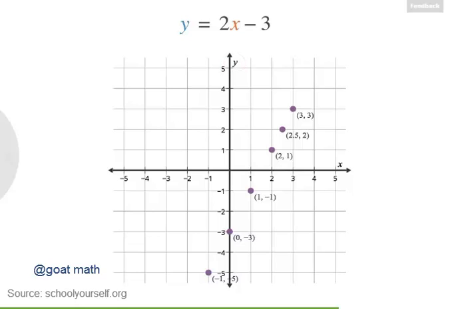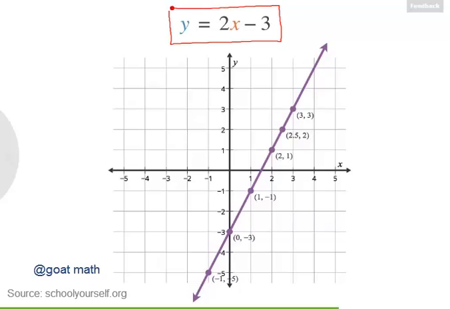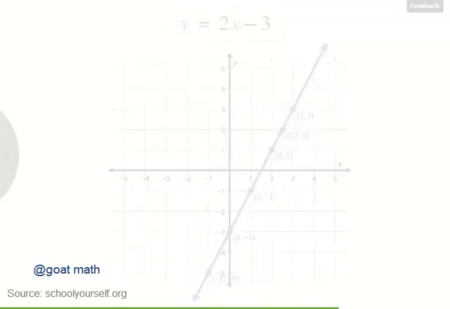So if you were to plot all the solutions to this equation with all the whole numbers and decimal values for x, you get this straight line. These arrows on either end mean this line goes on forever in both directions. So this line is the graph for the equation y equals 2x minus 3. So nicely done. Let's look at one more equation.